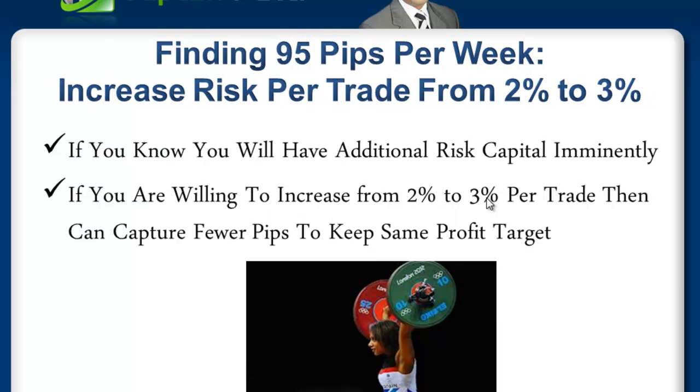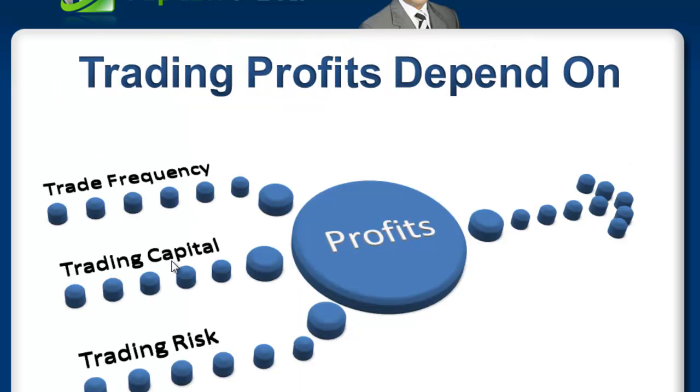Or another way is you increase your risk per trade from 2% to 3%. If you know you will have additional risk capital imminently, that's one reason why you might say, I'm willing to take more risk, but I'll increase to 3%. If you're willing to increase from 2% to 3% per trade, then you can capture fewer pips to get the same profit target, because obviously you're taking more risk. But of course the downside is you're taking more risk.